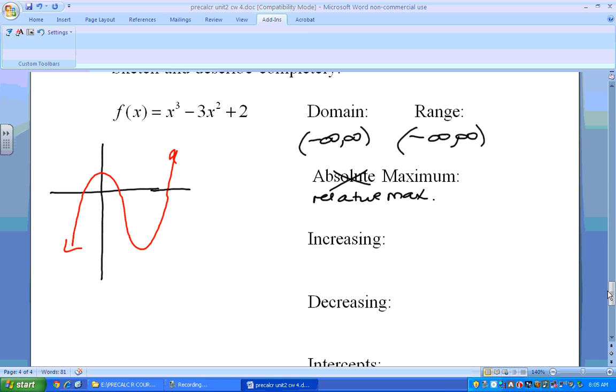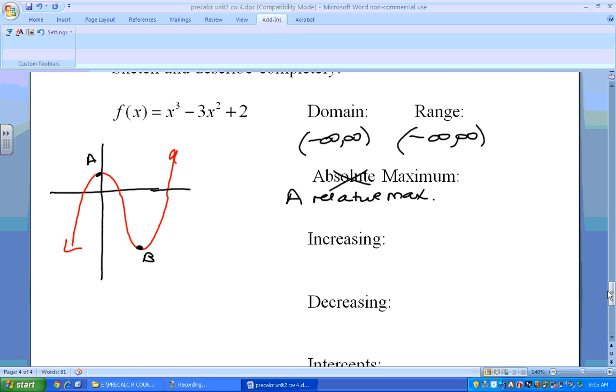So let's label A, B. It's easier to label all your points that you need to label with letters, and then you can just fill them in on the side. Is A or B the relative maximum? A. So let's see if we can find that.